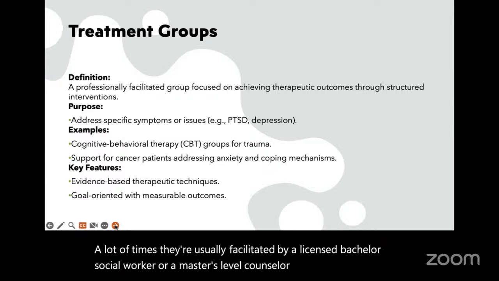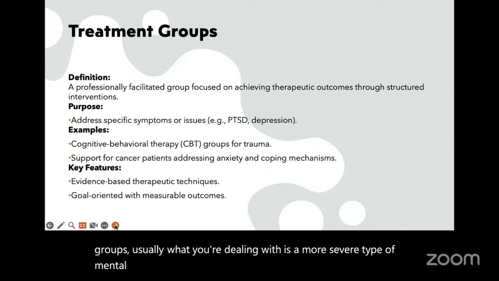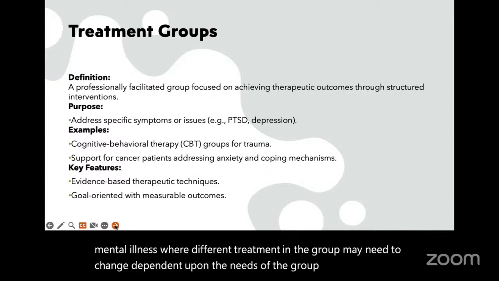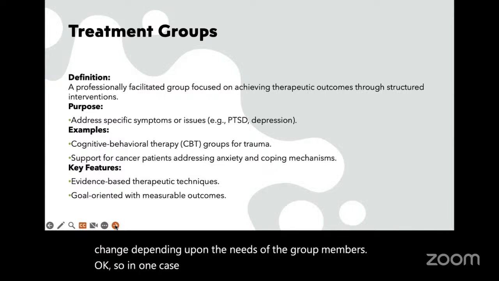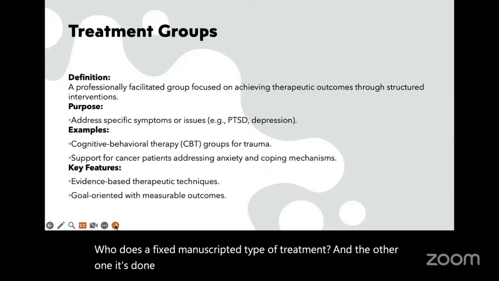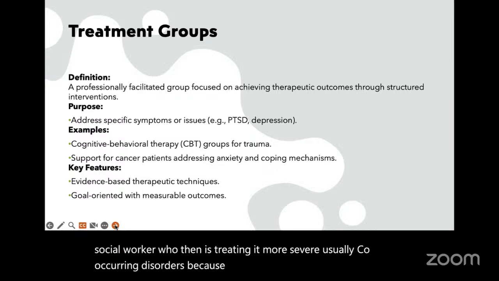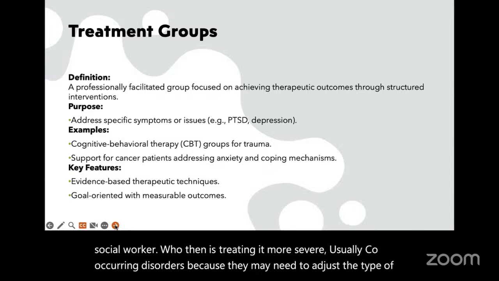In those treatment groups, usually what you're dealing with is a more severe type of mental illness where different treatment in the group may need to change dependent upon the needs of the group members. Okay. So in one case, it's a trained individual who does a fixed, manuscripted type of treatment. In the other one, it's done by a licensed master level person or a bachelor level social worker who is treating more severe, usually co-occurring disorders because they may need to adjust the type of treatment that they're providing.